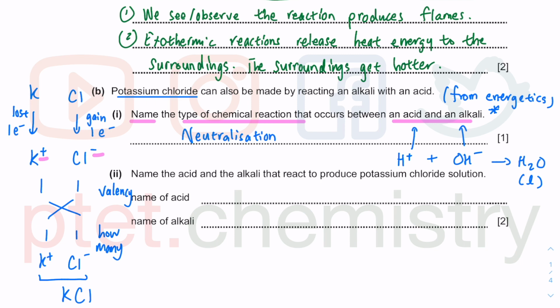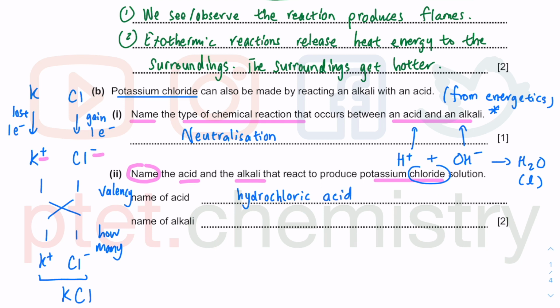So this is a reaction between an acid, where the pH is lesser than 7, and hydroxide ion, OH minus, an alkali or a base, where the pH is above 7. The next one, they want you to name the acid and name the alkali. They give you potassium chloride. You want to get a chloride salt, so the acid you use will be called hydrochloric acid.